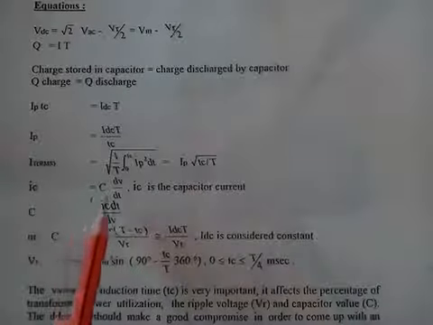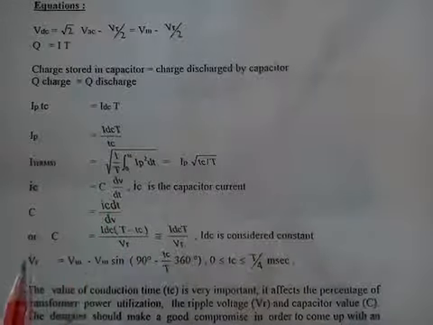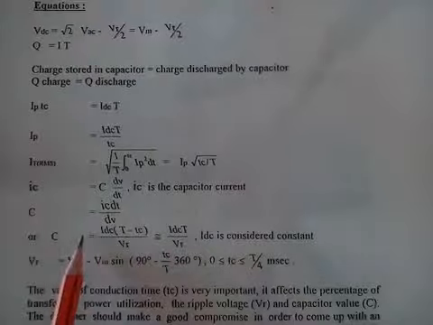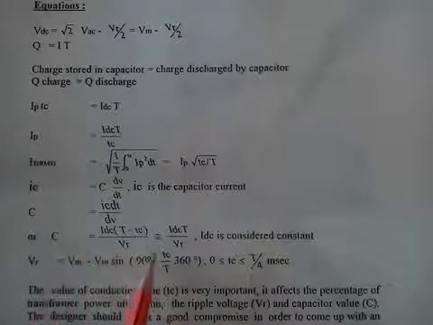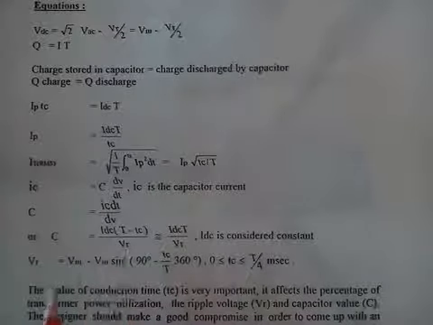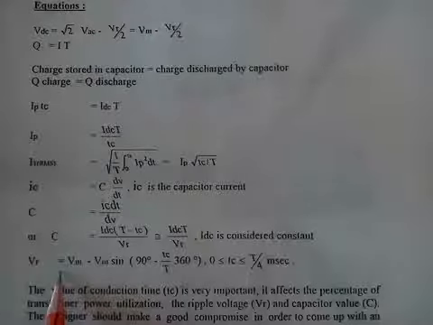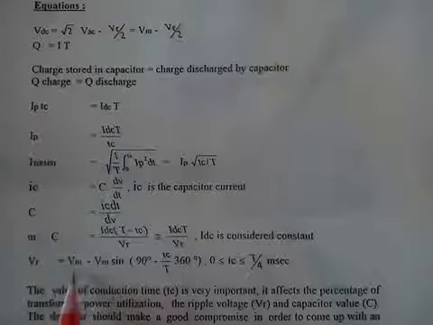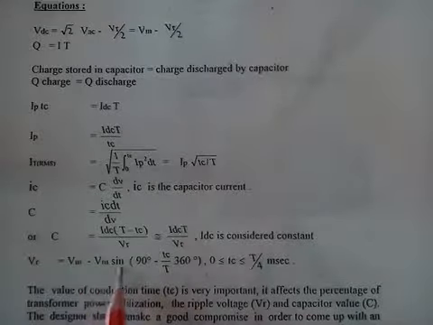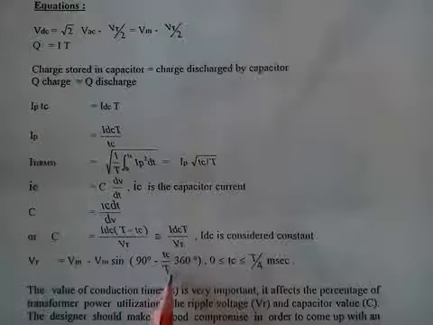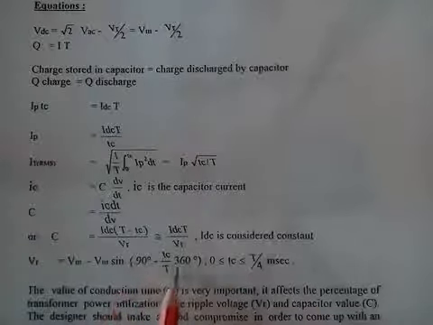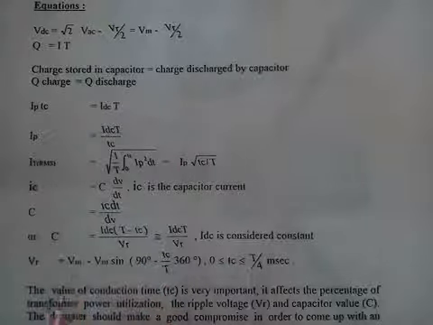IC would be equal, as we always know, to C dV by dt, and C in this case would be equal to IC dt over dV, and from here we can calculate the value of the cap. Okay, that's a standard equation, and we have that ripple voltage, and to calculate it, it always equals Vm, the maximum voltage, peak voltage, minus Vm sine of 90 degrees minus Tc over T multiplied by 360 degrees. And that in a sense is how much we are going to get out of the Vmax that we have in here.